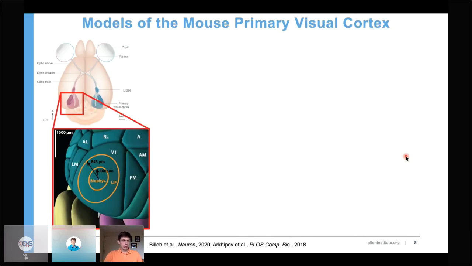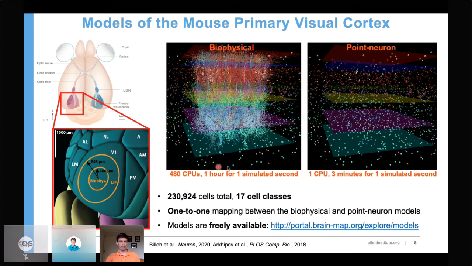All right, so these are the final models. They basically represent most of the area of mouse V1, more than 1.5 millimeters in diameter. They span all layers from layer 1 down to layer 6. There is the biophysically detailed version. There is also a point neuron version with a one-to-one correspondence between every single neuron and every single connection. Over 230,000 cells in total and 17 cell classes, as I mentioned. The models are freely available.